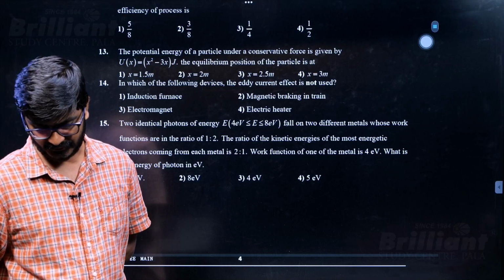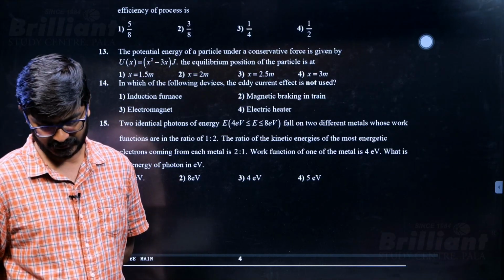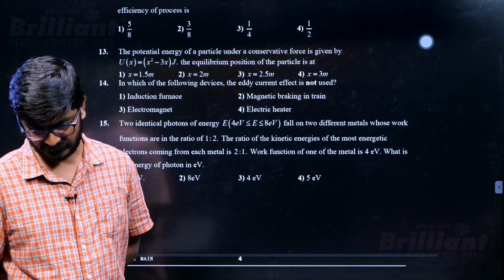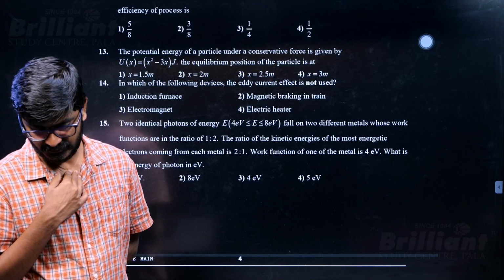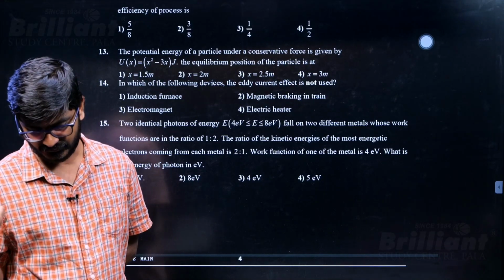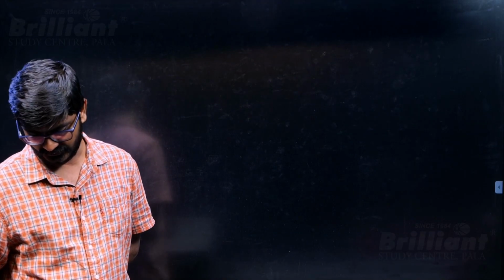Two identical photons of energy E fall on two different metals whose work functions are in the ratio 1:2. The ratio of kinetic energies of the most energetic electrons coming out from the metals is 2:1. The work function of one metal is 4 electron volt. What is the energy of the photon? So there are two situations, and we need to write two equations.